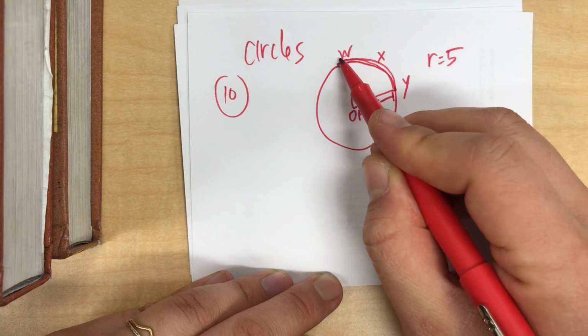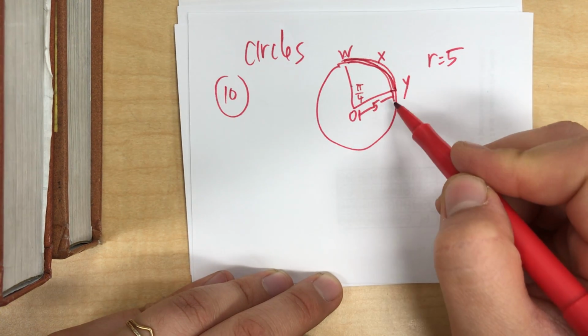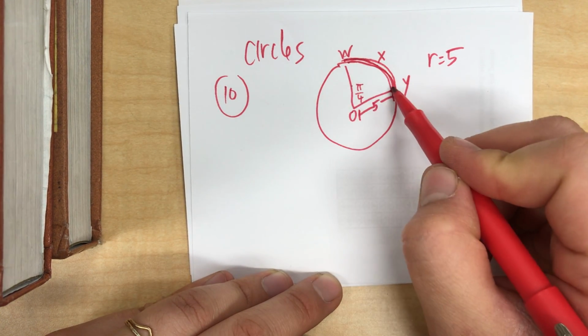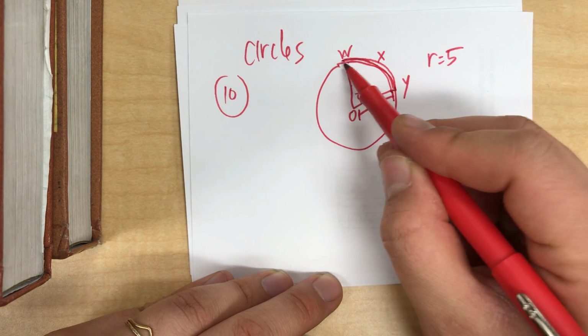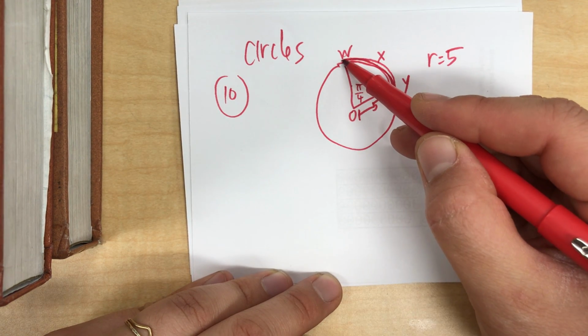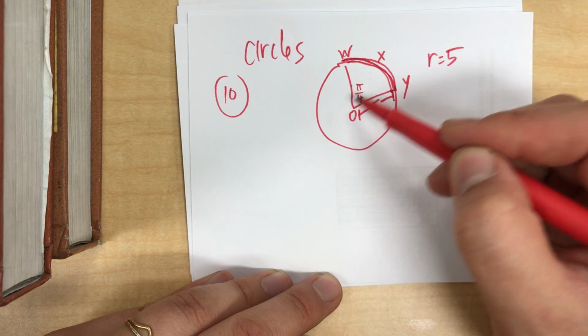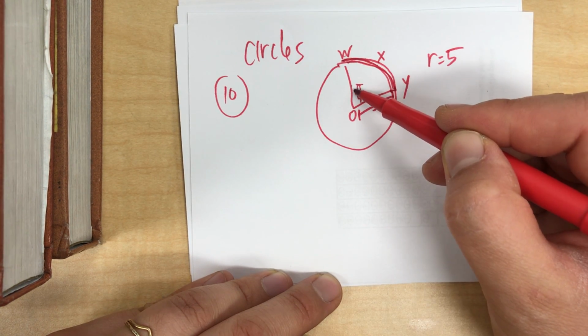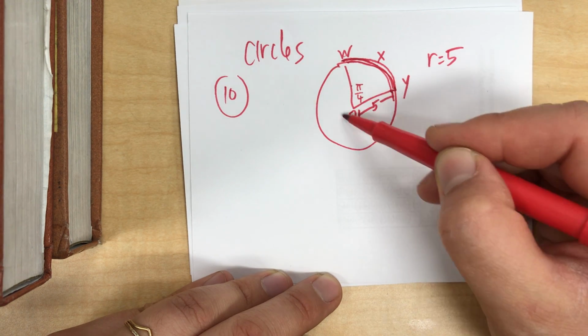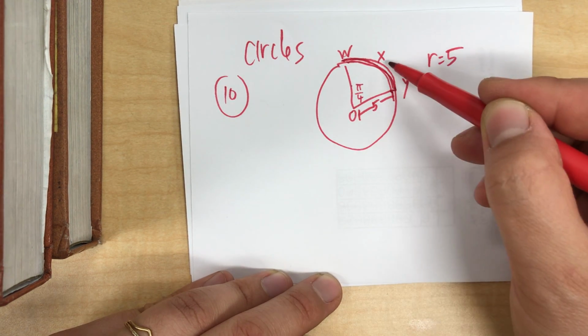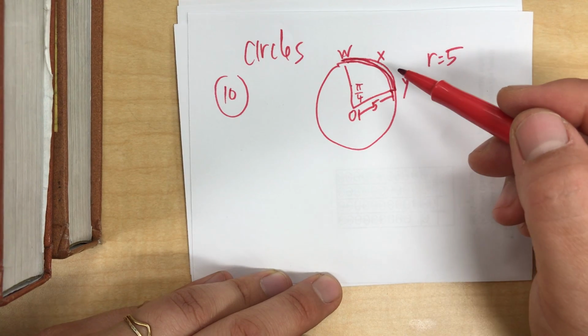arc WXY? What you need to realize about this is that it is basically like a piece of pie crust or pizza crust. First, you need to find out what is the entire pizza crust, and then find out what angle portion this is out of 360, and then divide it out of this. Okay, and so let's do that right now.